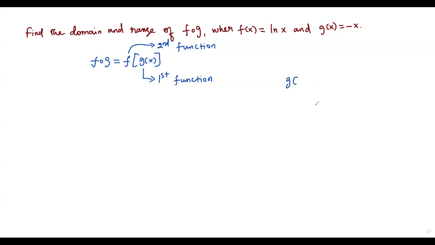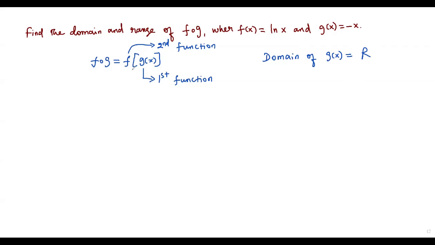Now, to get the domain of a composite function, first we have to write the domain of the first function, in this case g. Just now we discussed that the domain of g of x is all real numbers. Usually the domain of a composite function is the same as the domain of the first function, that is R in this case. Otherwise, the domain of the composite function must lie in the domain of the first function.